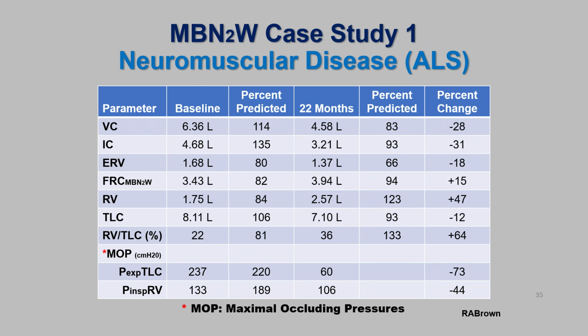22 months after his initial evaluation, his ability to maximally inspire and expire changed dramatically. The VC, IC, and ERV declined faster than what would be anticipated with the normal aging process. Respiratory muscle weakness was confirmed by a significant reduction in his maximal occluding pressure, where expiratory was greater than inspiratory. This respiratory muscle weakness contributed to a substantial change in his RV and RV to TLC ratio and was further confirmed and evidenced by hypercarbia, where his PaCO2 was equal to 48, with resultant hypoxemia with room air PaO2 of 61, which were not present during baseline studies.